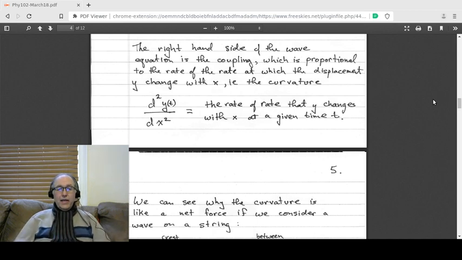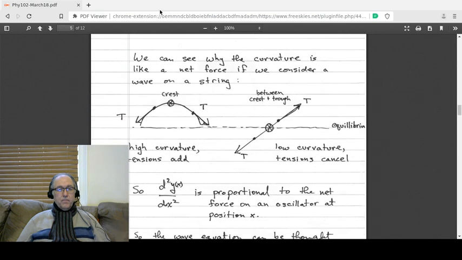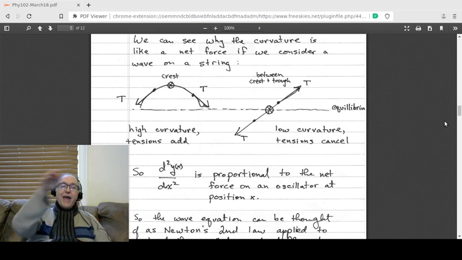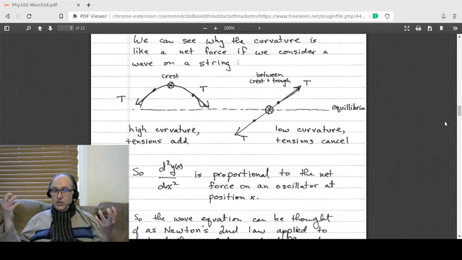You could think of it as the rate at which y changes with x, but you wonder, what does that mean? That's the curvature in the string. The rate at which the rate of y changing with x, let's just move to the next slide here, I think you can see it a little bit better. The rate at which the rate changes, that is the rate at which the slope changes, that's the curvature of the string. Where the curvature is the largest, that's where you have the most influence from the neighbors.